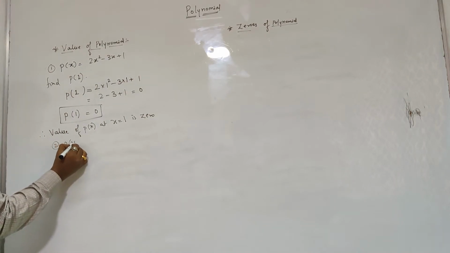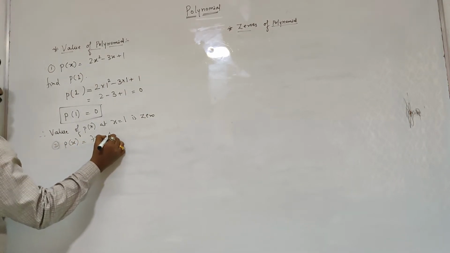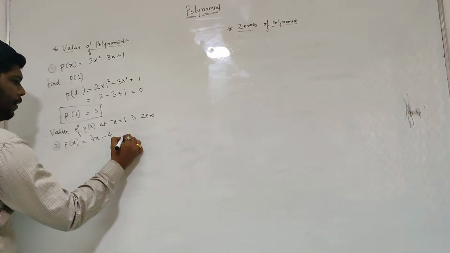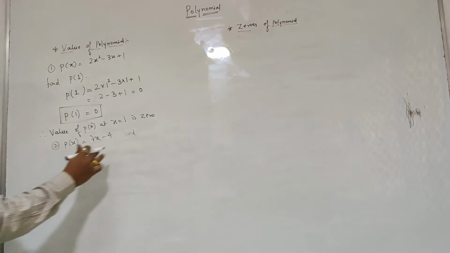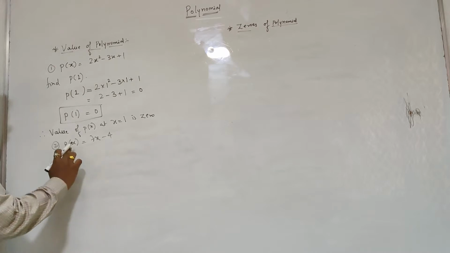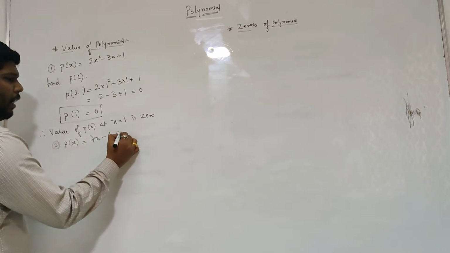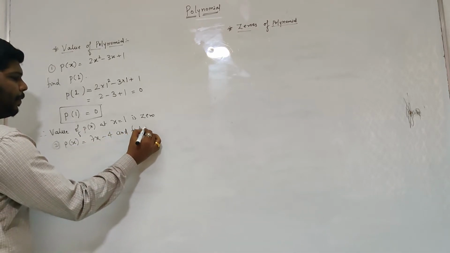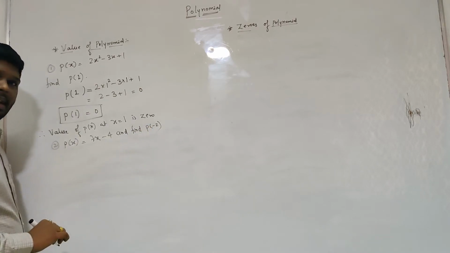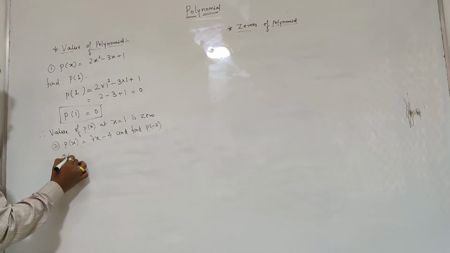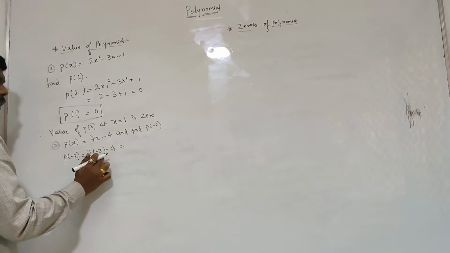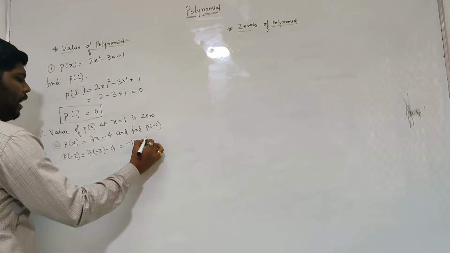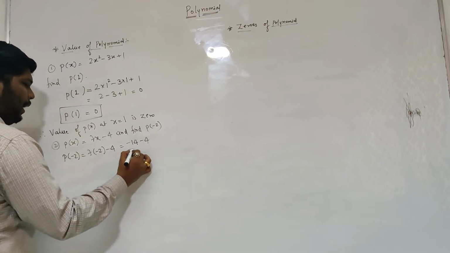p of x is equal to 7x minus 4, and find p of minus 2. So what we will say? We will keep x as minus 2. So this will give you 7 into minus 2 minus 4. What is 7 into minus 2? Minus 14, and minus 4 will give you minus 18.